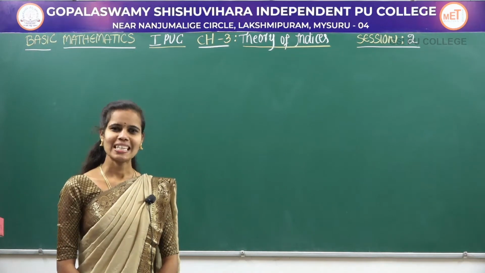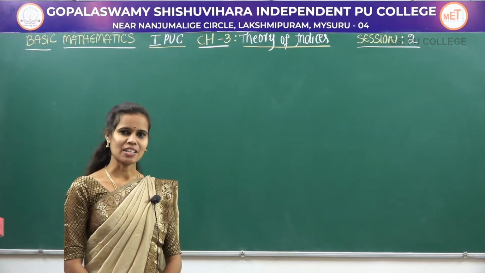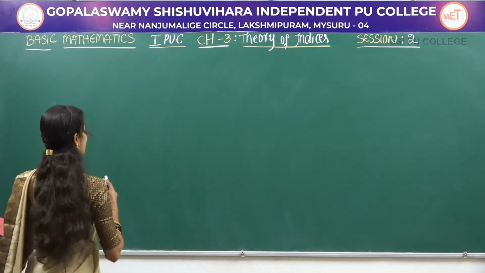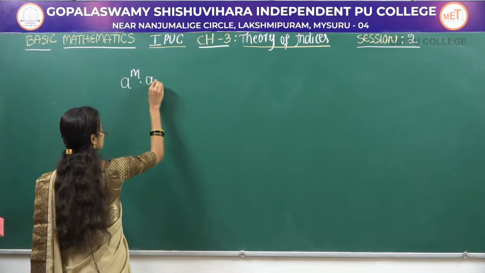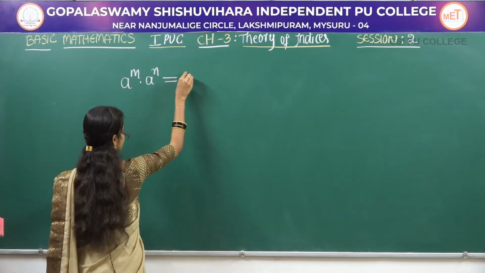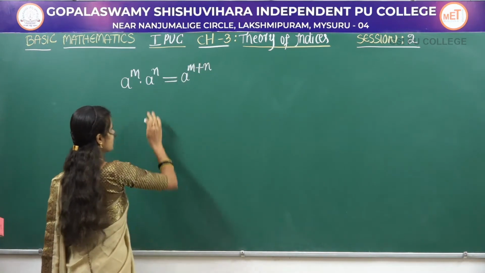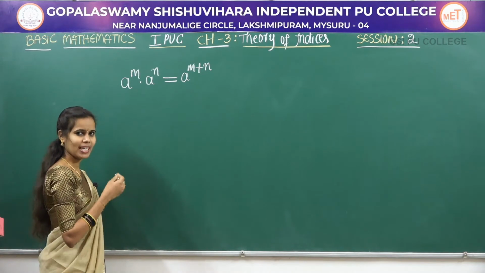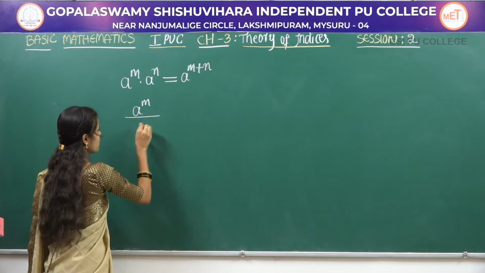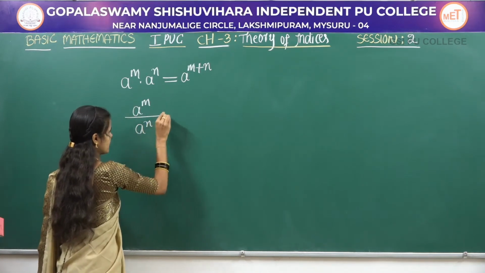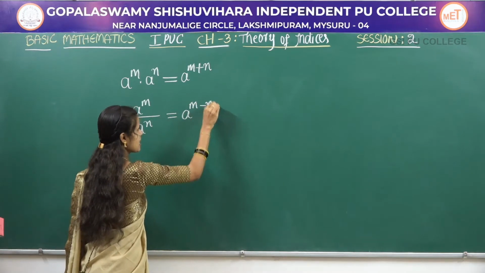Good morning students. In the previous session we discussed the laws of indices, or laws of exponents. The first law of exponents is a to the power of m into a to the power of n is equal to a to the power of m plus n. This is the first law of exponents. The second law of exponents is a to the power of m by a to the power of n is equal to a to the power of m minus n.